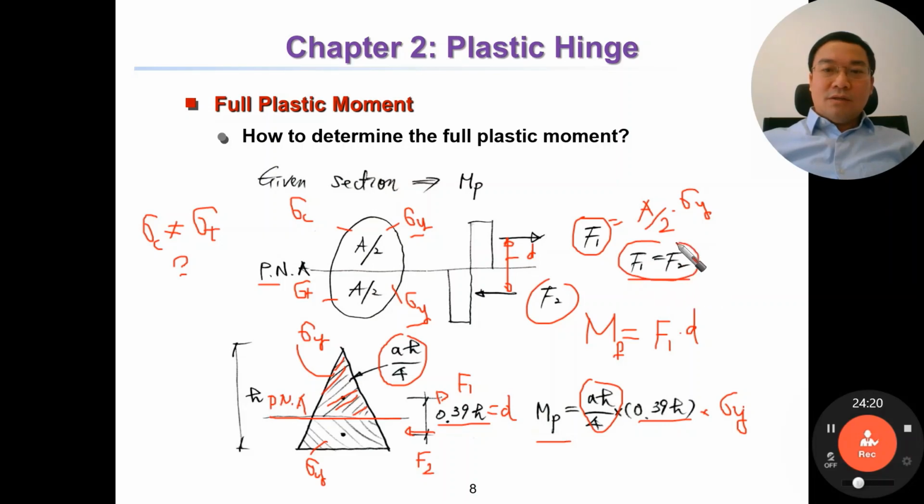It is key. F1 should be equal to F2, and by using this condition you can calculate the PNA, and after that you can determine D, the level arm, F1 and F2 depending on the area of the upper section and lower section, and then you can calculate Mp. Okay, so be careful. If sigma in compression and tension is the same, very simple, divide into two equal parts. If not, be careful, consider F1 equal to F2.